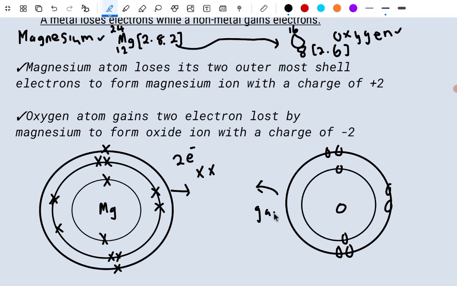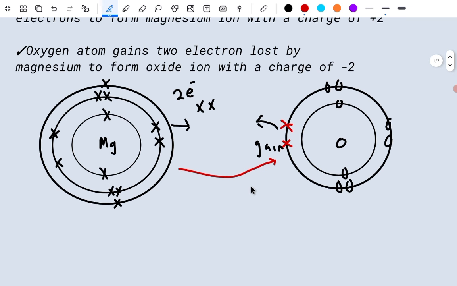Why is it gaining 2? Because of the 6 here. We add 2 electrons, it becomes 8. So these electrons will be gained, and I'm going to use a different color here just to show that they are foreign electrons. So this is the transfer of electrons that is actually taking place.